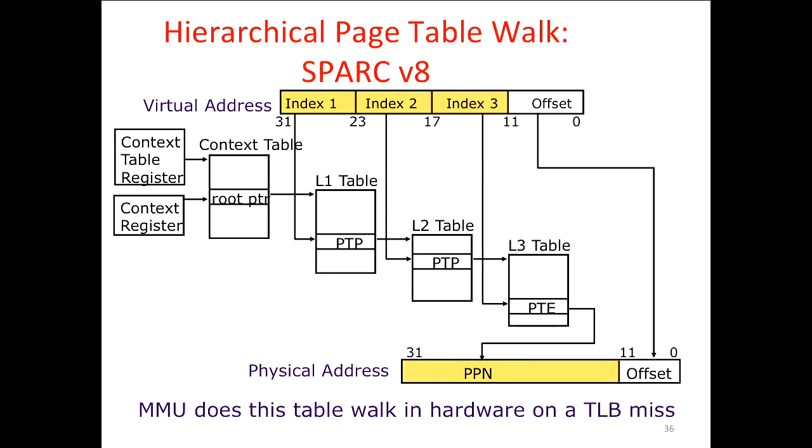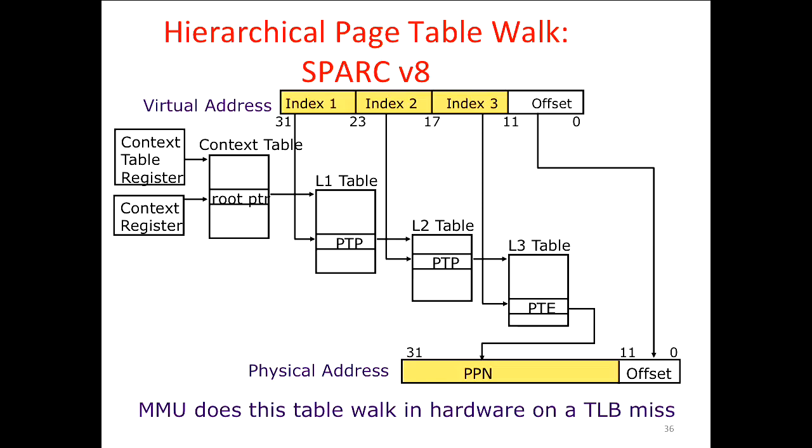Okay, so this is an example from industry. This is the SPARC V8 instruction set. And the way they actually define the supervisor, a 3-level page table, even though it's only a 32-bit address space. And they actually added this extra context table. So this walk through this structure is all done in hardware.